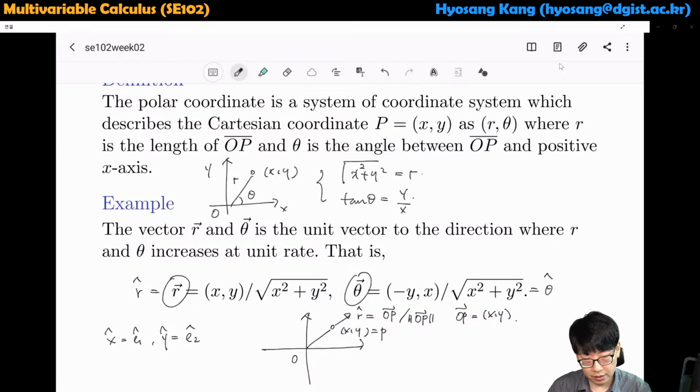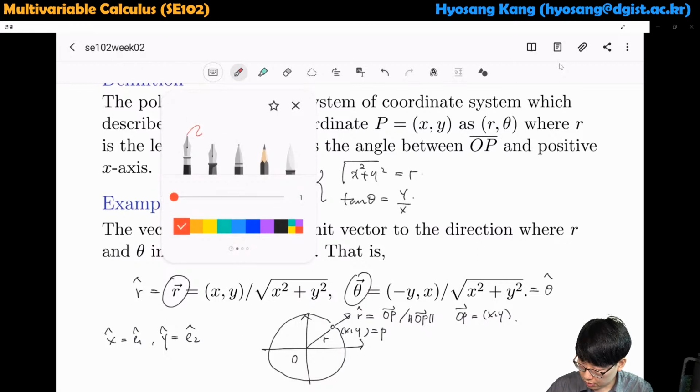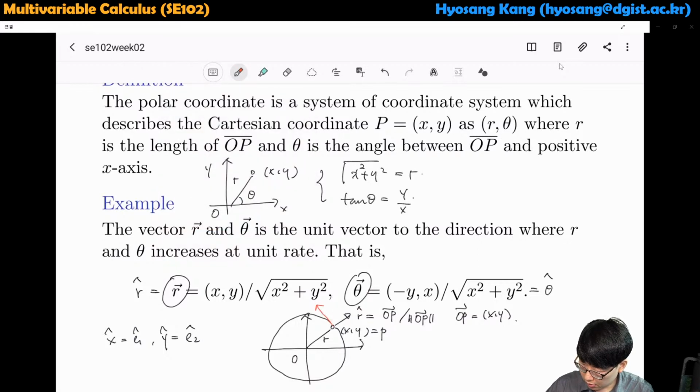So that's how I get the r hat. How about the theta hat? So theta hat is the direction where you change the theta but not r. So basically you're moving around the circle of radius r. So here's r, the circle of radius r, and I want this direction, which is perpendicular to the radius direction of the circle. So this is theta hat.